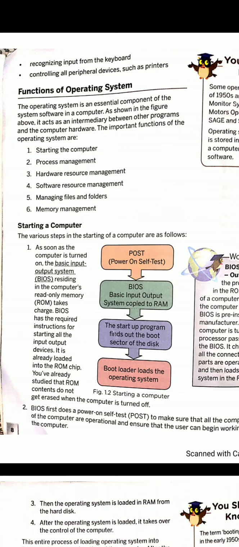Good afternoon, students. In the last class, we discussed the functions of operating system. Today, we are going to discuss the functions of operating system in detail.